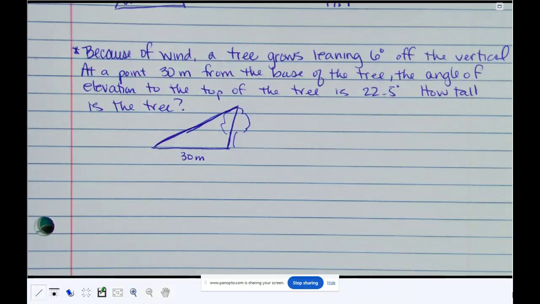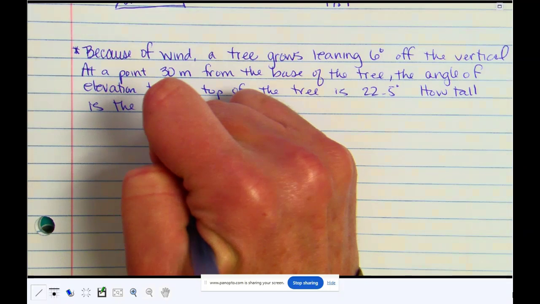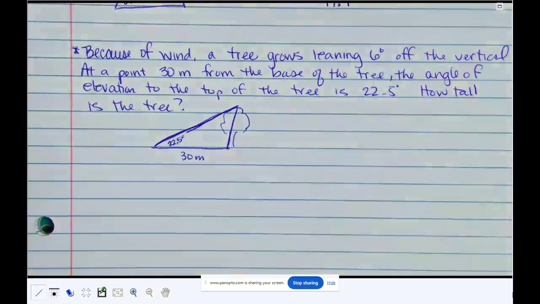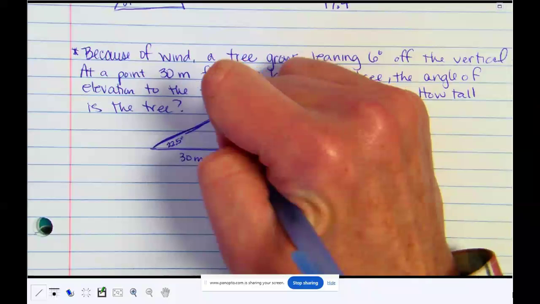Okay, so there you go. Couple things we need to remember. Vertical is straight up and down. That's important. That wasn't the one I was thinking of that we should remember. The point 30 meters from the base of the tree. There we go. The angle of elevation to the top of the tree. So angle of elevation, horizontal and up. Shoot, I need a piece of paper to visualize this. Okay, 22.5 degrees. Now, we're looking for the height of the tree, or how tall the tree is.